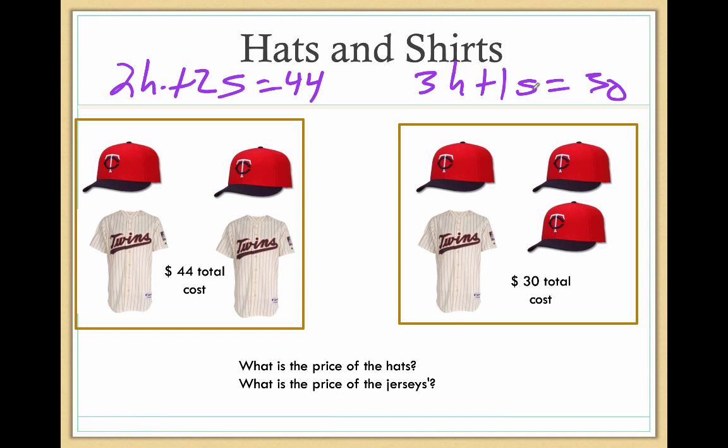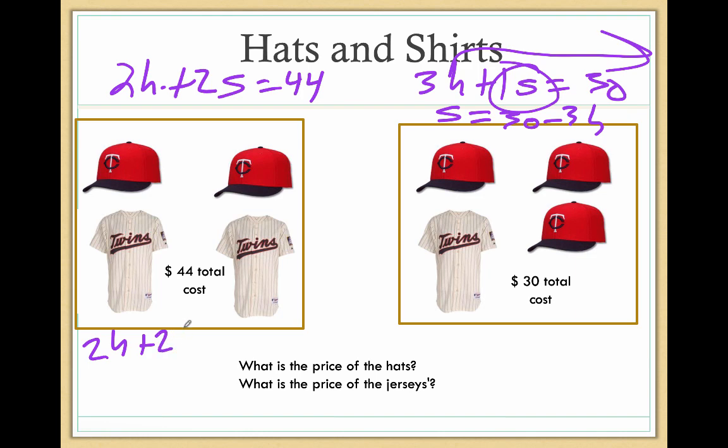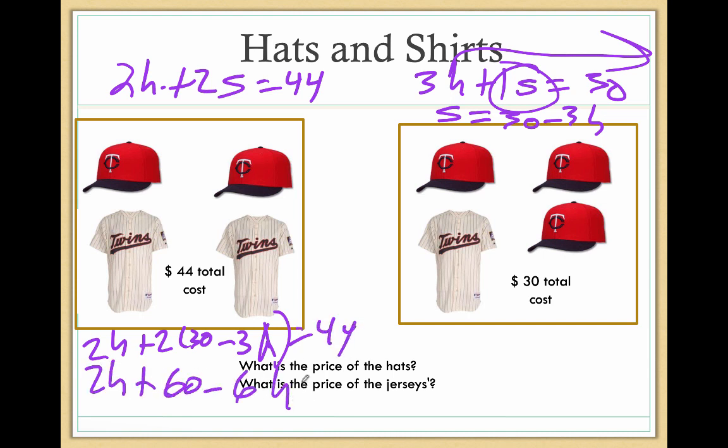We could solve this for s pretty easily. S equals 30 minus 3h. I just moved that over. So now I have 2h plus 2 times 30 minus 3h equals 44. 2h plus 60 minus 6h equals 44. Negative 4h equals, move that 60 over, negative 16.